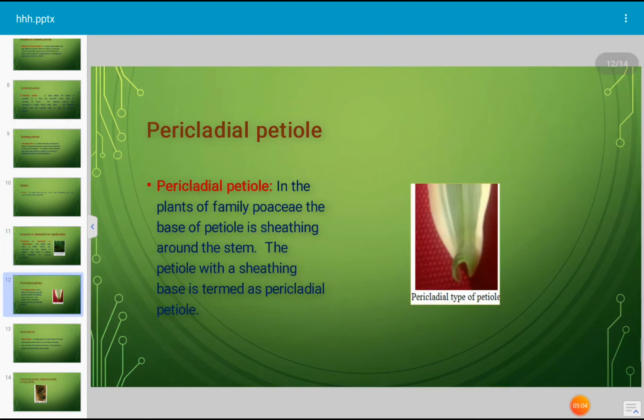Next. This is one more type of petiole, that is pericladial petiole. In the plants of family Poaceae, that is Gramineae family, all the cereals are present in this family. The base of the petiole is a sheathing base, and that twists around the stem of the parent plant, and the petiole with sheathing bases are termed as pericladial petioles. Next.